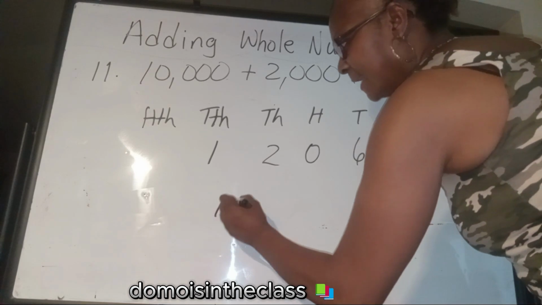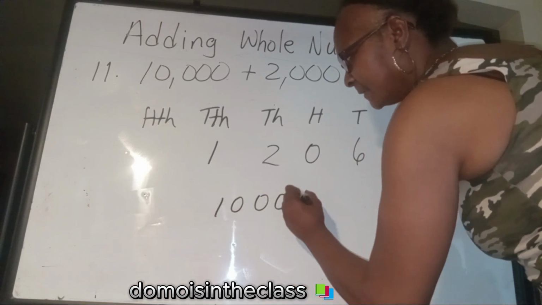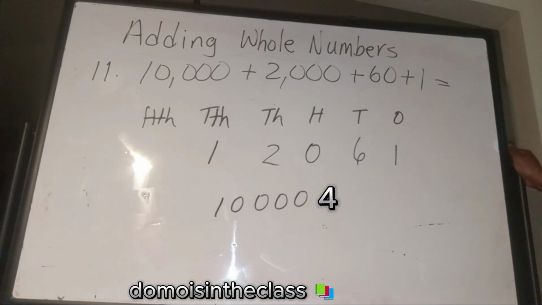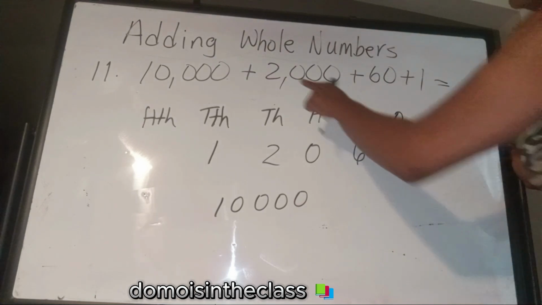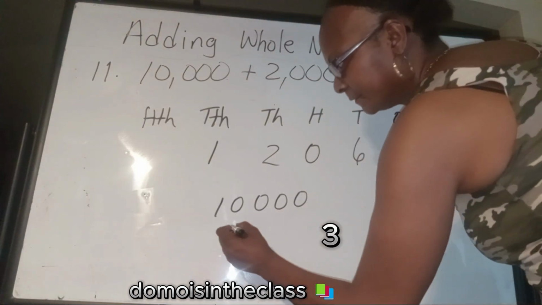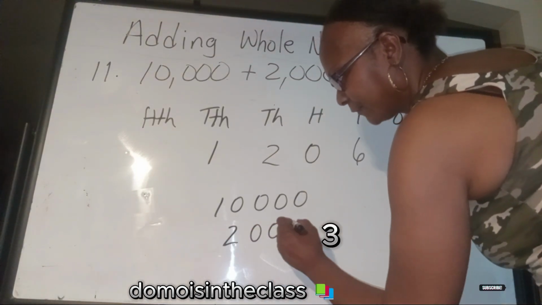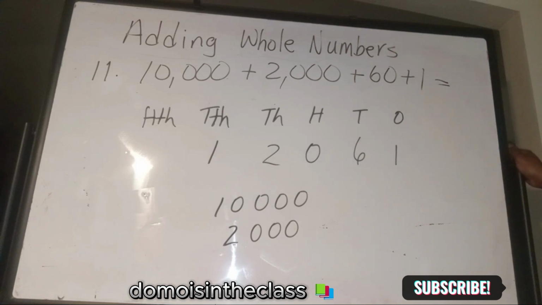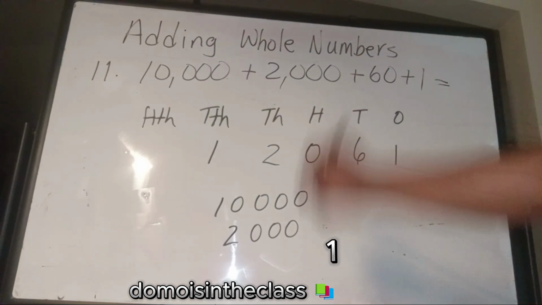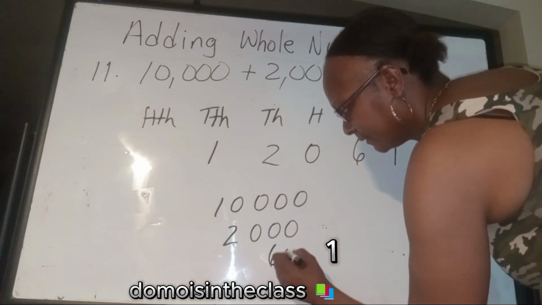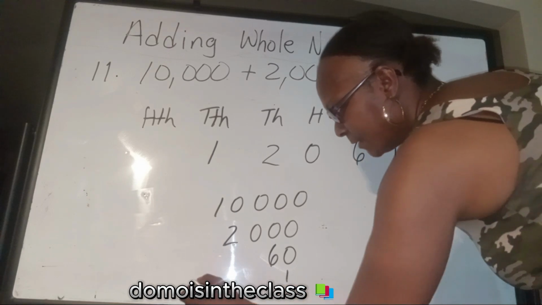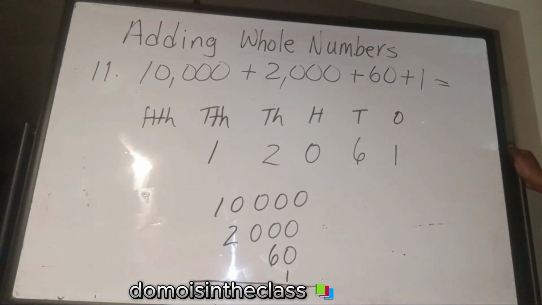So, 10,000 has how many zeros? 4 zeros, right? 2,000 has 3 zeros. Tens has 1 zero. And the ones don't have any zero behind it. And so we're just going to do the same thing, and we're going to add them up.